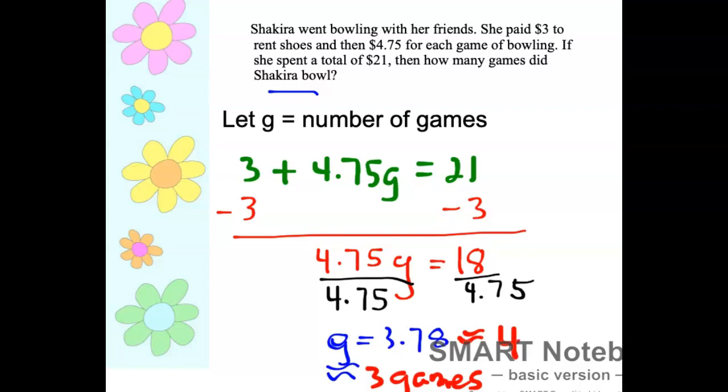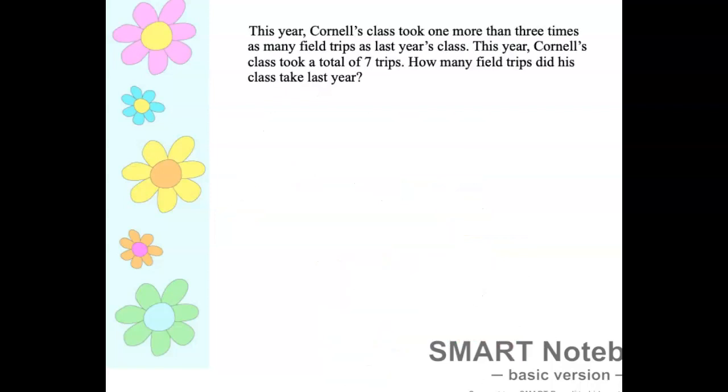Next question. This year, Cornell's class took more than 3 times as many field trips as last year's class. So this year, Cornell's class took a total of 7 trips.